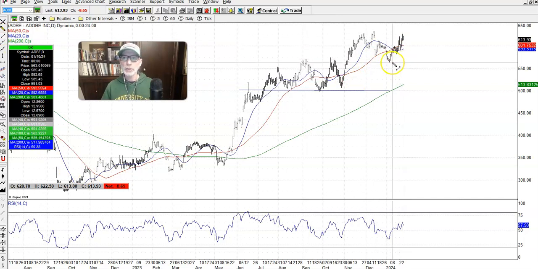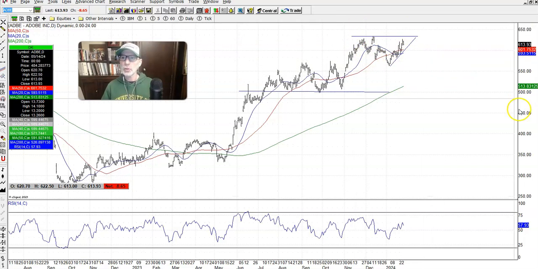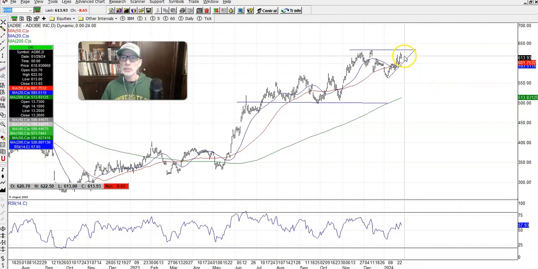We can draw a little bit of an up channel here, and we can use the last high as our resistance. So what I think Adobe's going to end up doing is it's going to channel along, move along this uptrending line, and then eventually get through the top here, which is probably around $630 or so. So keep an eye on Adobe. It'll have a resistance here for a little bit, but I think eventually it's just going to blast higher.